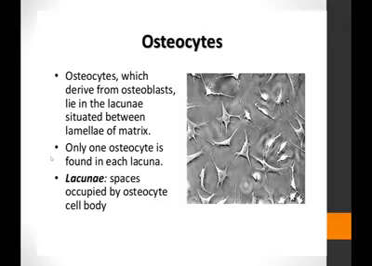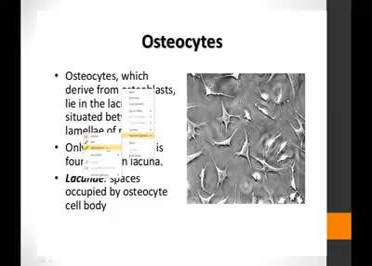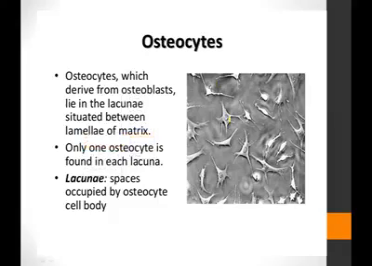Within the matrix of the bone, these osteocytes, which are derived from osteoblasts, lie within the spaces between the lamellae of the matrix, and these spaces are called the lacunae. One osteocyte basically resides in one lacuna. These lacunae are the spaces that are actually occupied by the cell body of the osteocytes. So if you see here, this space, as it is occupied by the body of the osteocyte, is the lacuna. So these are your lacunae.